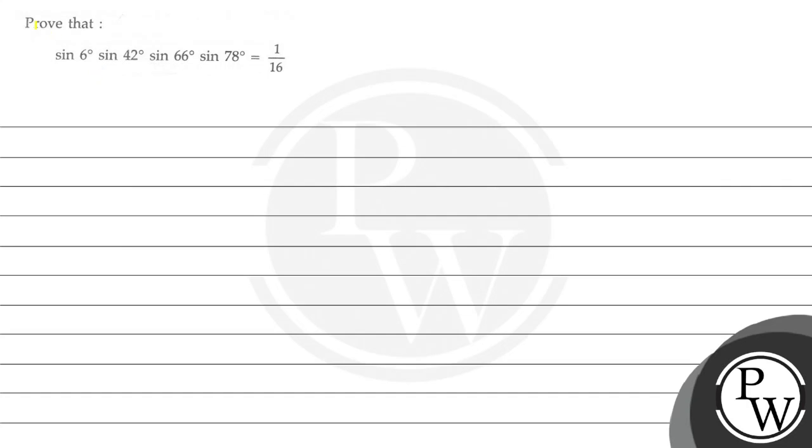Hello बच्चों, let us read the question first. And the question is: prove that sin 6 degree into sin 42 degree into sin 66 degree into sin 78 degree is equal to 1 by 16.